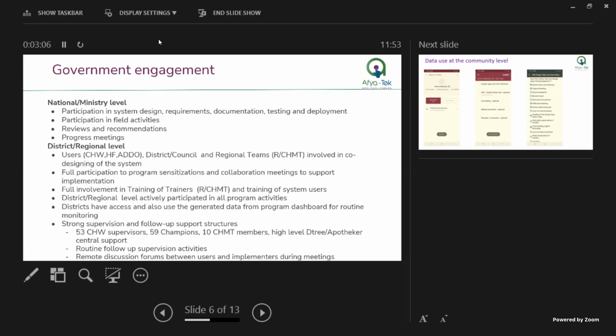We also have a strong supervision and follow-up team at the district. We have the supervisors, and as I've said, we have identified champions within the supervisors themselves. These council health management teams are also very helpful. So we have an almost weekly touch-base meeting with the district health teams to understand what is going on. They are getting to their dashboard and understanding the challenges, and conduct follow-up and supervision activities with the key intention of improving the performance of the users of the system.